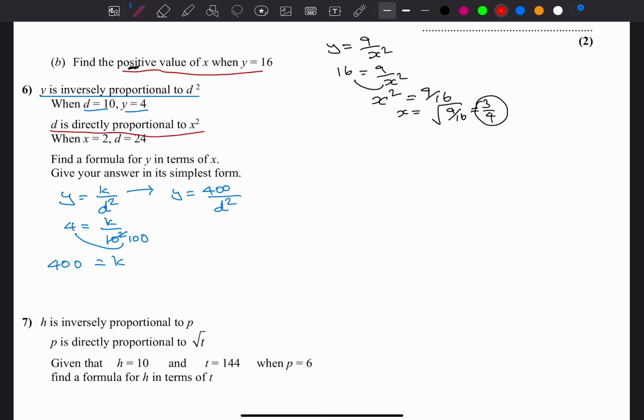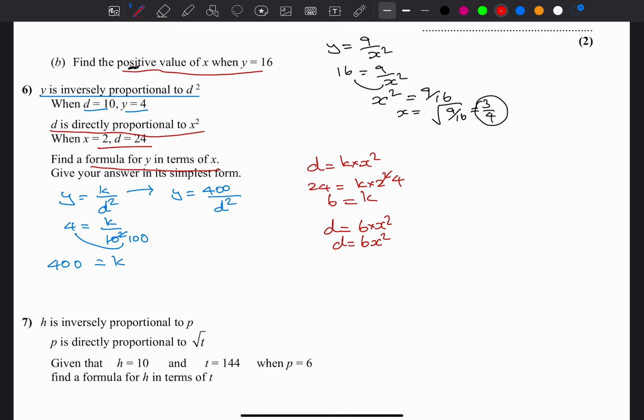D is directly proportional to x squared. Okay, so d is equal to k times x squared. Now, you might think I want to put a different constant value instead of k. It's not very much of a big issue. You can put whichever you want. Okay, I'm just going to stick to k for now. So d equals k times x squared. And what are the numbers then? D is 24 and x is 2. So k times 2 squared. 2 squared is 4. I would divide it. K is 24 divided by 4, which is 6. What is the equation? D equals k, which is 6, times x squared. Just call it 6x squared at that point. Find a formula in terms of that.